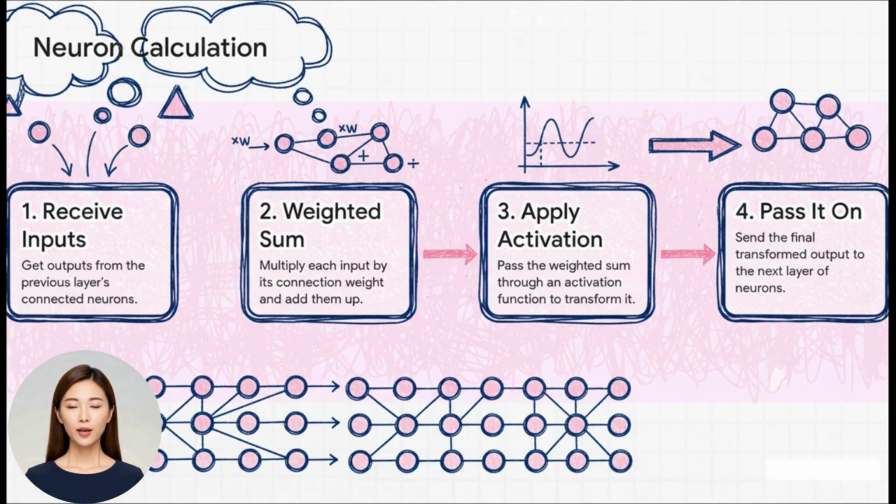It receives inputs from the previous layer. It computes a weighted sum, multiplying each input by its weight. It applies that activation function to make a decision, and then it passes its final output to the next layer. This exact process happens thousands or even millions of times, all at once across the entire network. It's a massive coordinated effort.